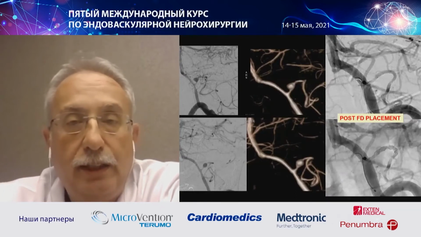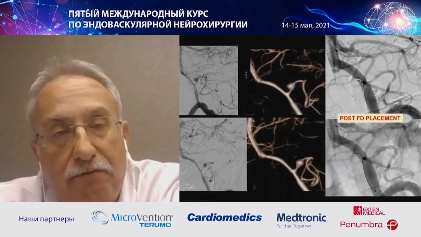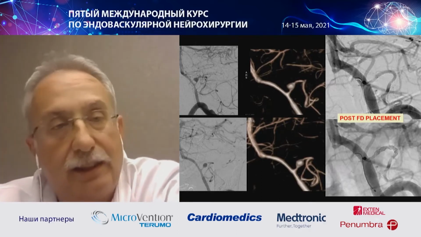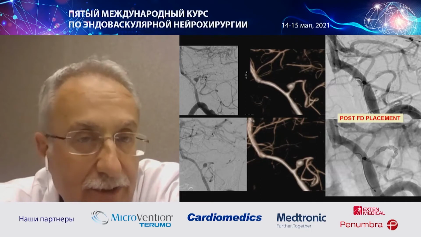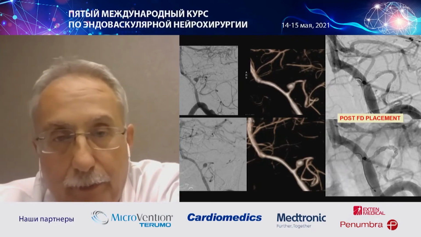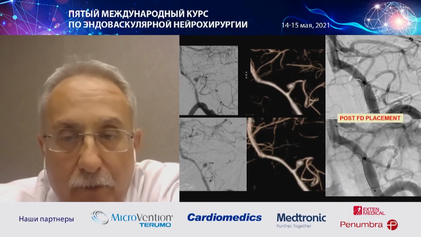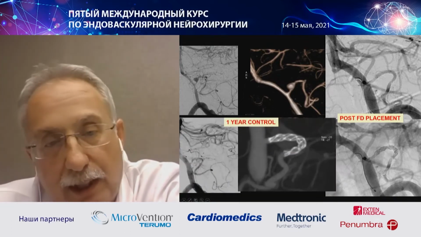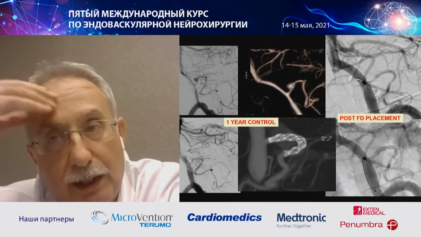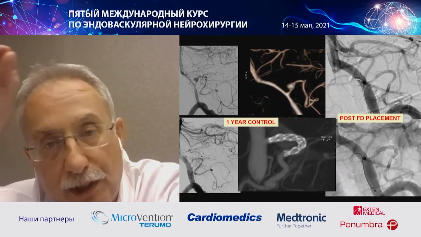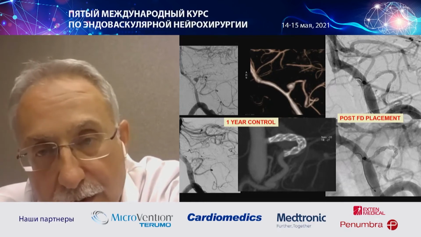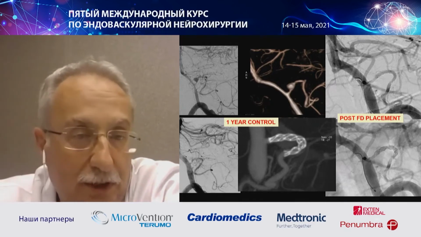This was a case treated with the very first generation of Silk stent back in 2007, an unruptured PICA aneurysm. So we thought, oh, we did a great job. Okay, it's a good result, because at that time we only knew that an aneurysm should be treated in the particular vessel from which its neck originated. So it was a good result.